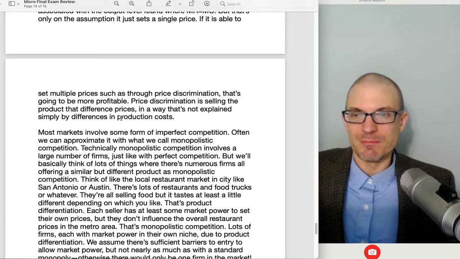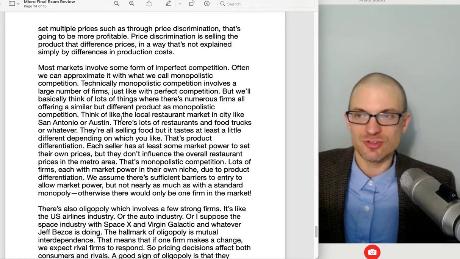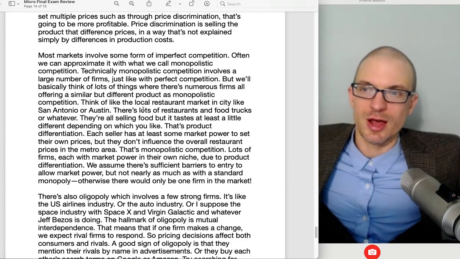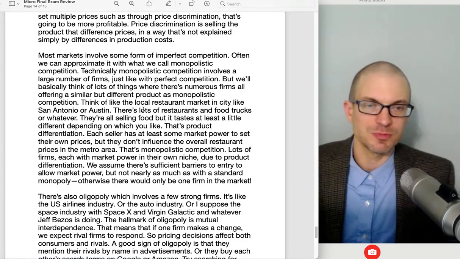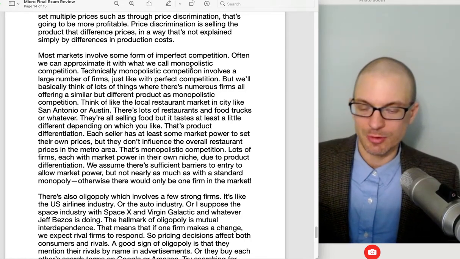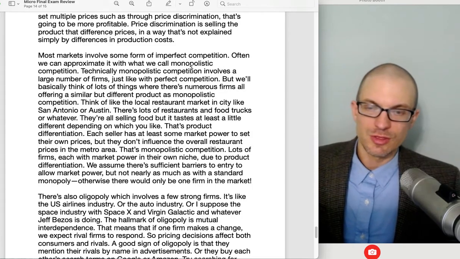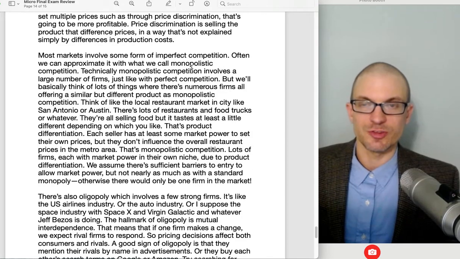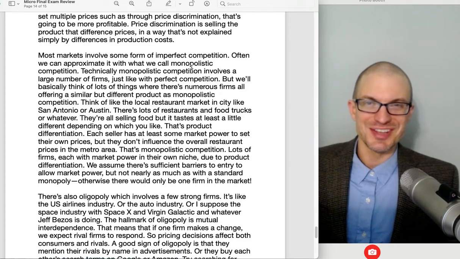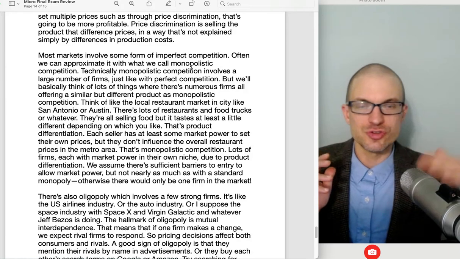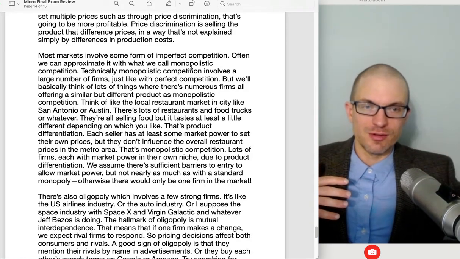But if it's able to set multiple prices, such as through price discrimination, that's going to be much more profitable. So price discrimination is selling the product at different prices in a way that's not explained simply by differences in production costs. And to be able to engage in price discrimination, the firm needs market power. It also needs information about consumers' willingness to pay, and it needs to be able to block resale between consumers. Can't have somebody that gets a really good deal on one unit turn around and sell it to somebody else. So that's why we see price discrimination between children and adults or locals and visitors or something like this.